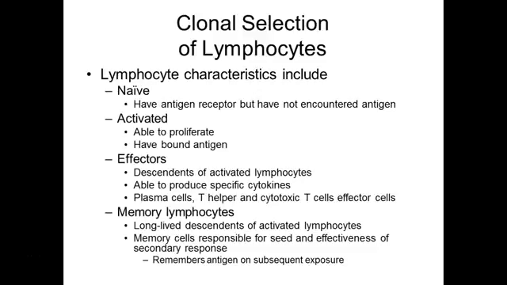And this is what really helps us with our second response. So if we see it again, we're going to respond that much faster. We don't have to find a naive cell. We've got memory cells. They remember this bad guy. So we really take advantage of this ability of memory cells, of remembering what we've seen, when we vaccinate.